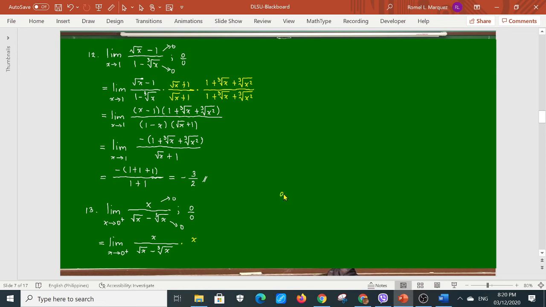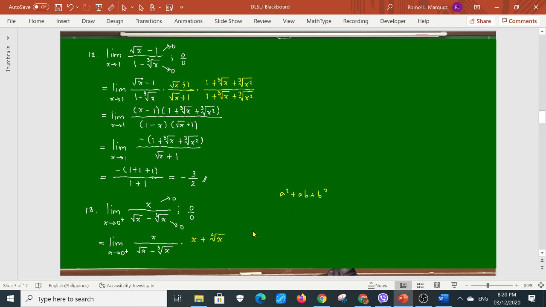Ang multiplier ko is a squared plus ab plus b squared. Ito yung a ko, ito yung b. Square nito, so x. Plus, product nila. Magiging, anong product niyan? Sixth root. Sixth root pala yan. Tama ba? Sixth root?